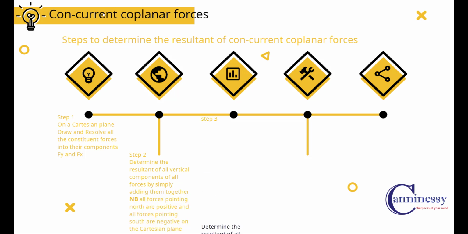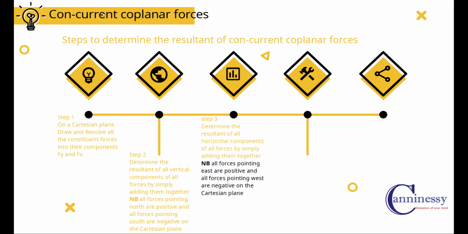Step number 3. Determine the resultant of all horizontal components of all forces by simply adding them together. Note that all forces pointing east are positive and all forces pointing west are negative on the Cartesian plane.